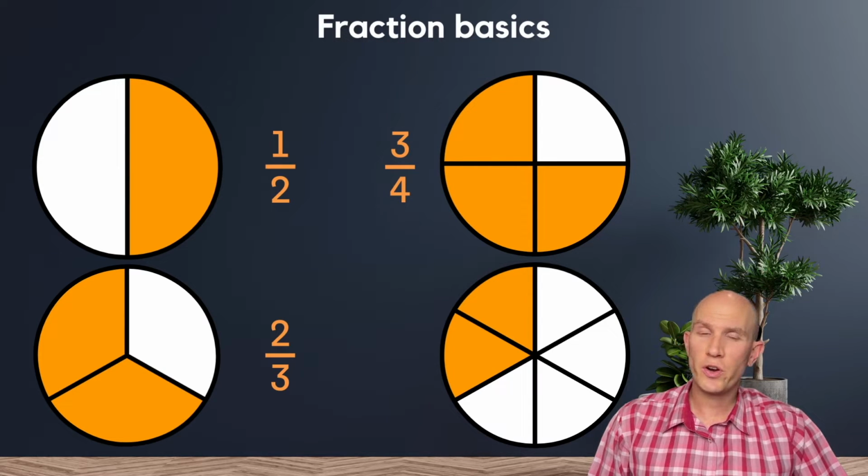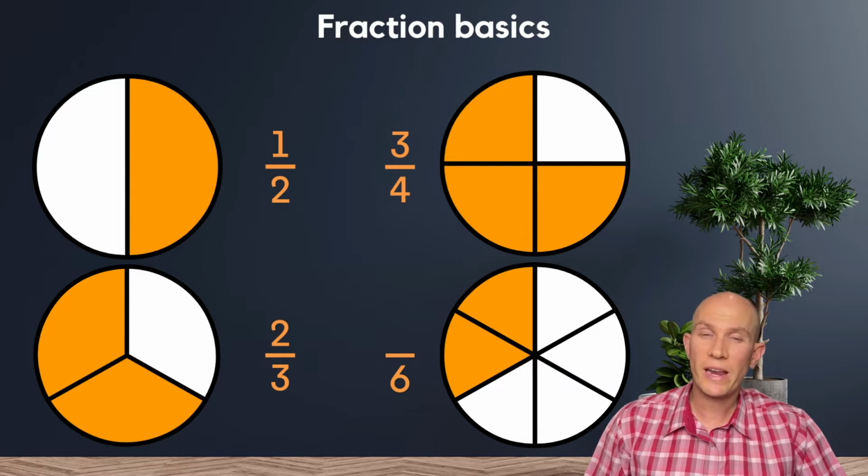Here's one more for you to try now. Pause the video if you want to. So here we can see that the original pizza, cake, whatever it was, was cut into 6 slices. And the orange pieces, the ones that we're interested in, there are 2 of them. So that goes at the top.